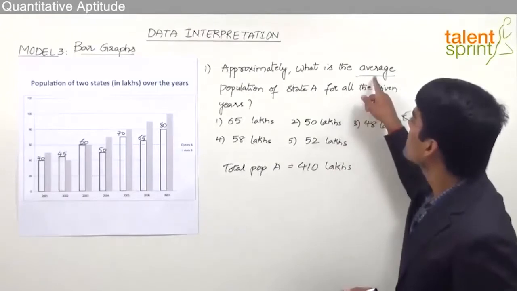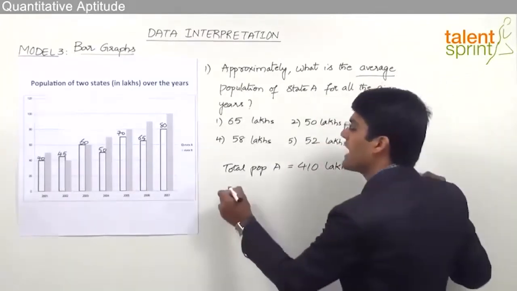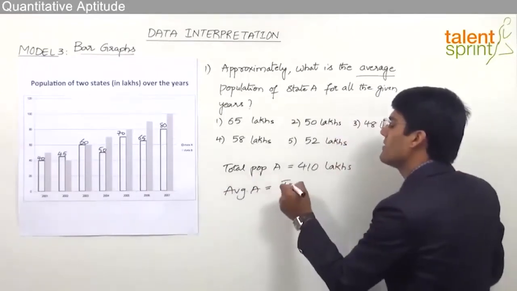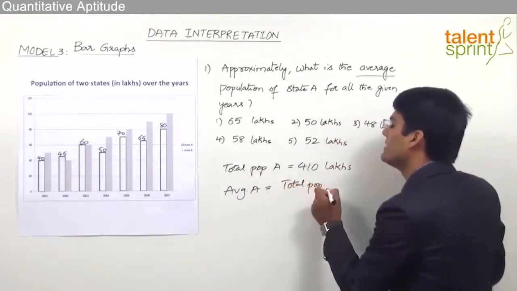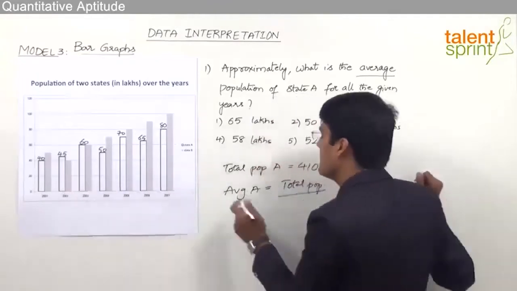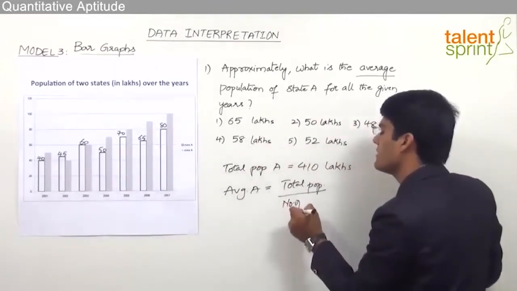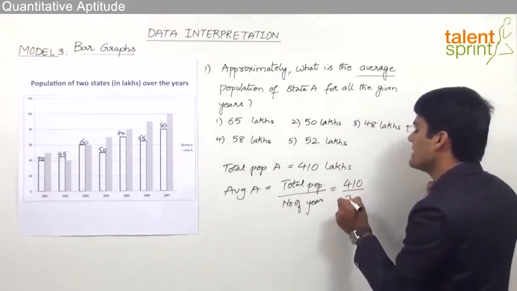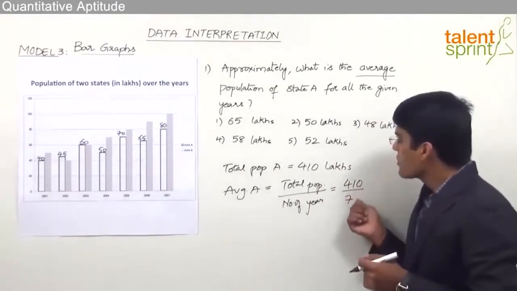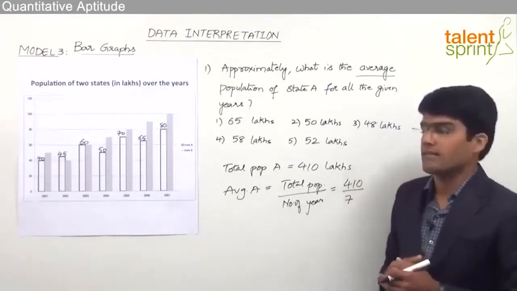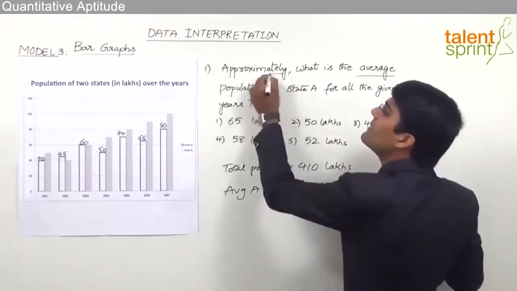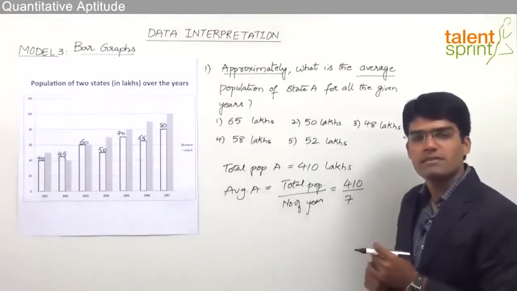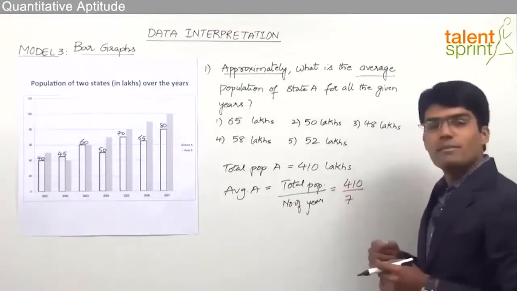We are supposed to find out the average population of state A. Now the average for state A can be taken as total population, that is 410, divided by the number of years. Here we have 7 different years. So number of years will be equal to 7. So this here will be equal to 410 divided by 7. Now by simplifying 410 by 7, we can get the required answer. As given in the question, approximate calculation has to be done. The question says, what is the approximate average population of state A? So let us see what is the approximate answer here.